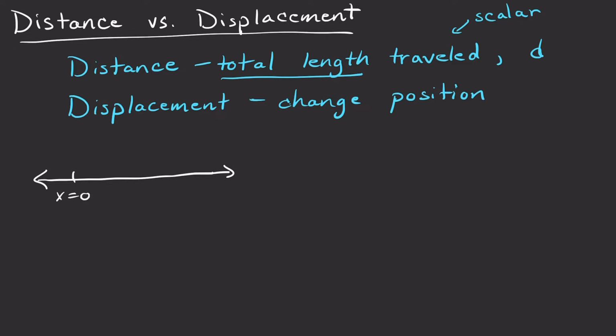So say this is x equals 0, say 0 meters, and this is x equals 3 meters. And someone's here. They start at x equals 0. They move to x equals 3 meters, and this is where they stop. Let's calculate both distance and displacement.